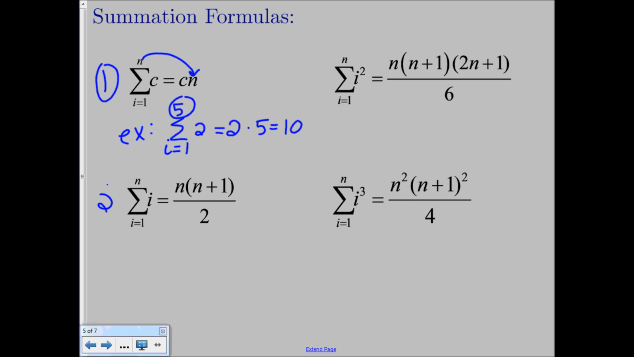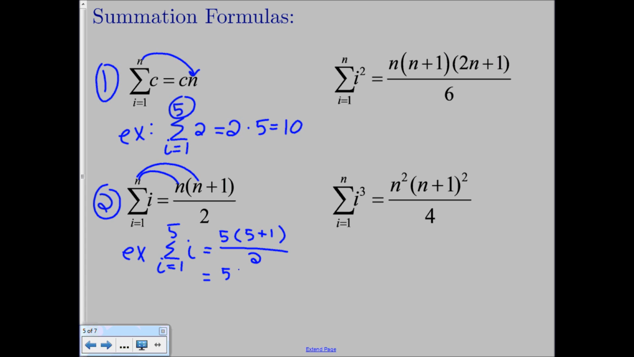In rule number 2, if you have an i on the inside of your sum, all you do is take this n and plug it into n times n plus 1, divided by 2. An example would be the sum, let's keep with our 1 to 5, of i. That's simply going to be 5 times (5 plus 1) over 2, which is 5 times 6 over 2. We can cancel between the 6 and the 2, we get a 3 left up top, so this is just 15. That's all it is.